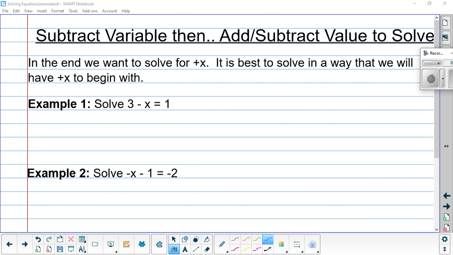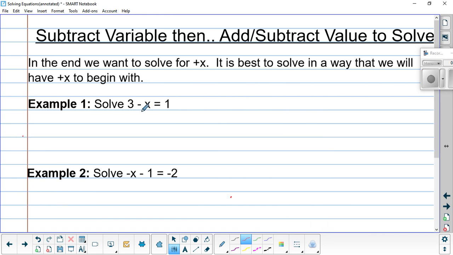And today we're looking at subtracting a variable, then adding and subtracting the value to solve. Okay, so this is still in the step of one-step equations. However, I'm going to show a couple different methods of how to get rid of this negative x. Okay, so I still count this as a one-step equation though.